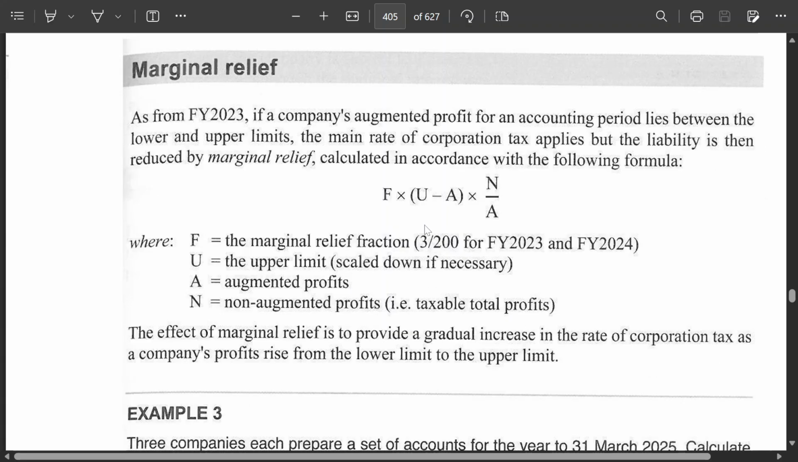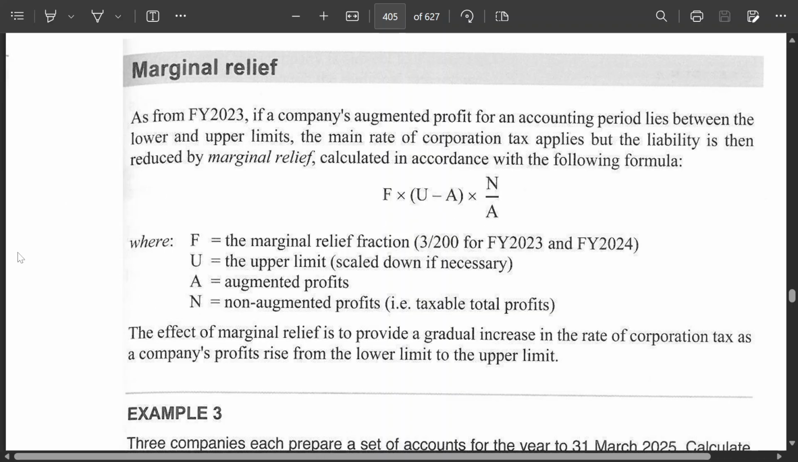This number is given to you in the tax tables, right? This and this upper limit are given to you. The augmented profit definition you need to remember, and you need to memorize this formula. It's quite simple. If you practice it a few times, the image will stick in your mind. So fraction times upper limit minus augmented profits times TTP. N is just the non-augmented profit, so you can also write it as TTP by AP, right? This is your UL minus AP times TTP by AP.